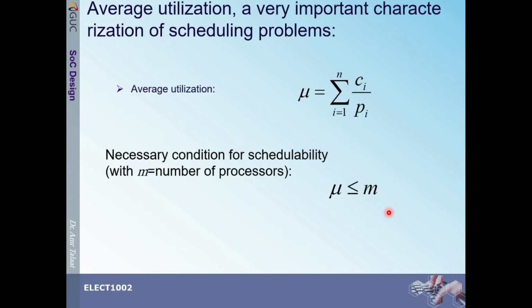So there is a very important rule, which is the rate monotonic rule or the average utilization. This is the average utilization of a system, which is the mu. It is the sum of all the tasks' computational time divided by their periods. If you have mu less than m, which is the number of processors, you are safe.